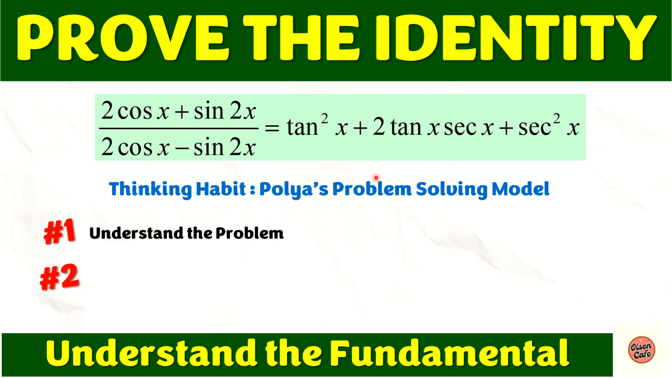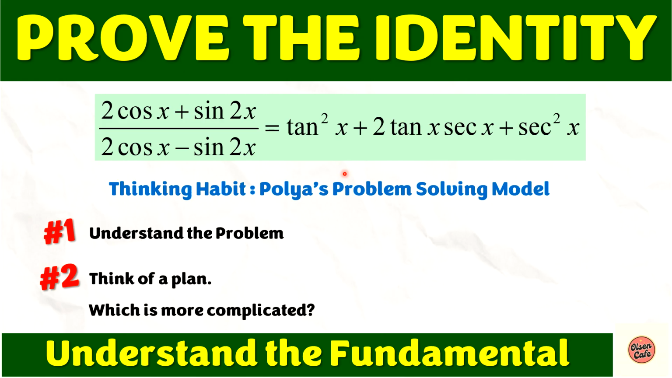Stage 2 includes thinking of a plan. So what is this plan? You have to ask yourself which side is more complicated: is it the left-hand side or the right-hand side? In this particular example, you will notice that both sides are equally complicated, so it doesn't really matter which side you begin with. Later on, when I carry out the plan, which is stage 3, I will be starting from the left-hand side.